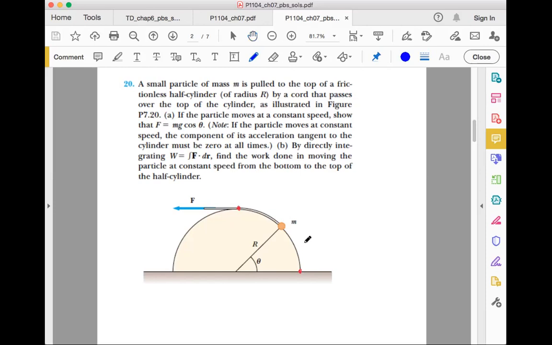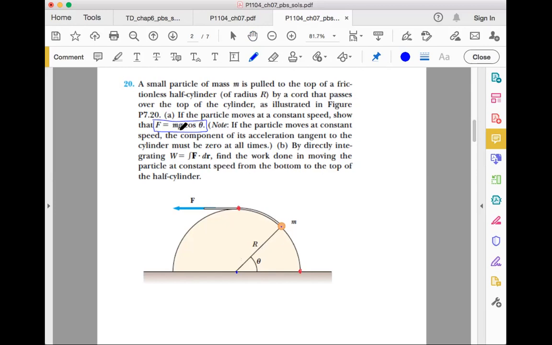In the first part, we have to show that F is equal to m times g times cosine theta. So let's take the particle at any arbitrary location on this half cylinder, which corresponds to the angle theta between this position and the vertical line. This line is just an imaginary line that relates the center of the cylinder to the particle m, and R is the radius of the cylinder.